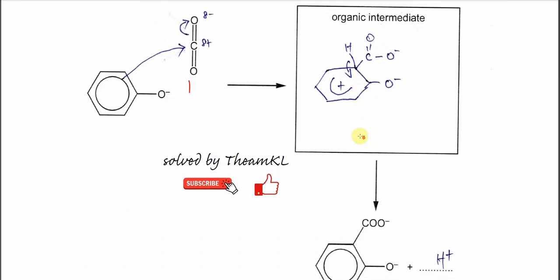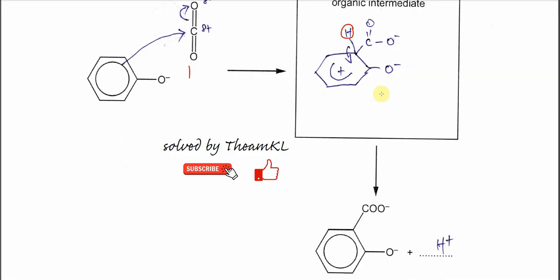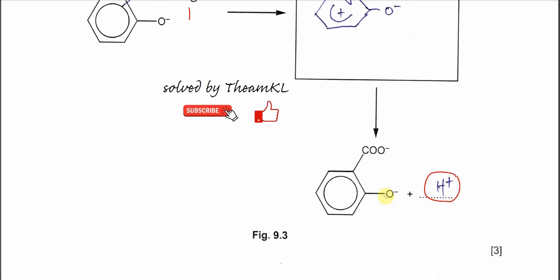Another mark will be given when you draw the C-H bond and one arrow from the C-H bond pointing into the ring, to show that these electrons are now moving back to the benzene ring and restoring the ring, or we say restoring aromaticity. After that, of course, this will form the hydrogen ion, meaning the proton. So when you draw this arrow together with these products, it's 1 mark. So the total is 3 marks.